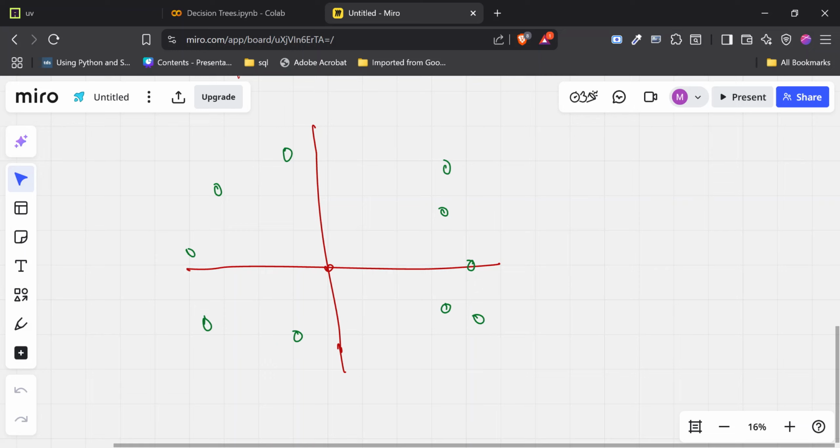Then for red, good, we can just have red in between these places here. So maybe one, two, three, four, five, six, seven, then eight, maybe nine. One, two, three, four, five, six, seven, eight, nine, then 10. Great. So, let's say you can think of this as a data set. So, there's a data set and there is X1 and there is X2.